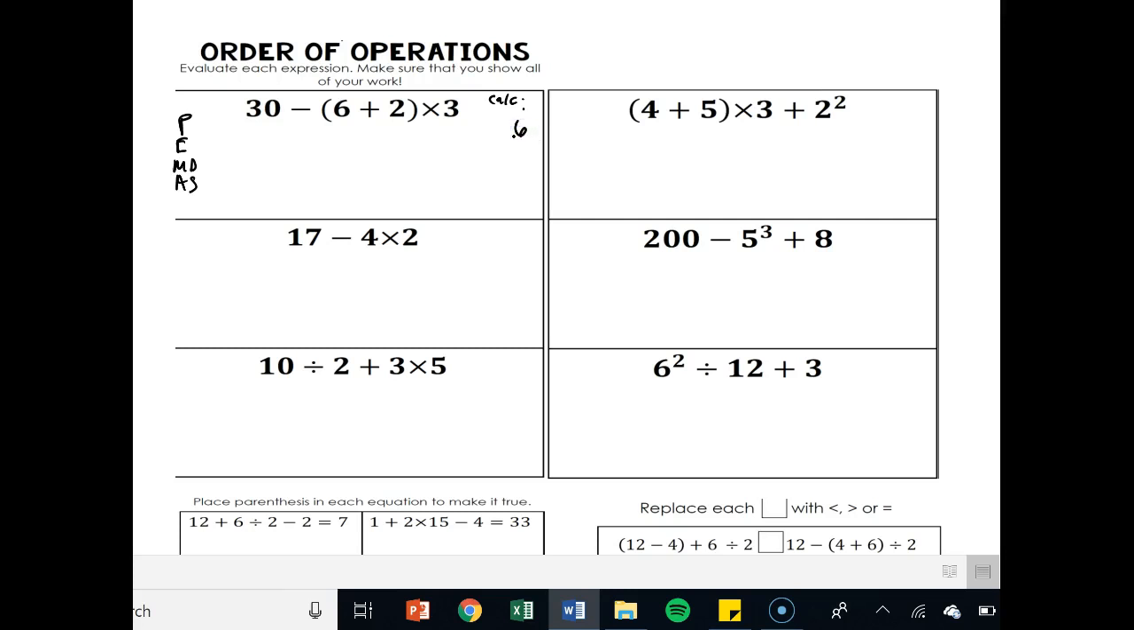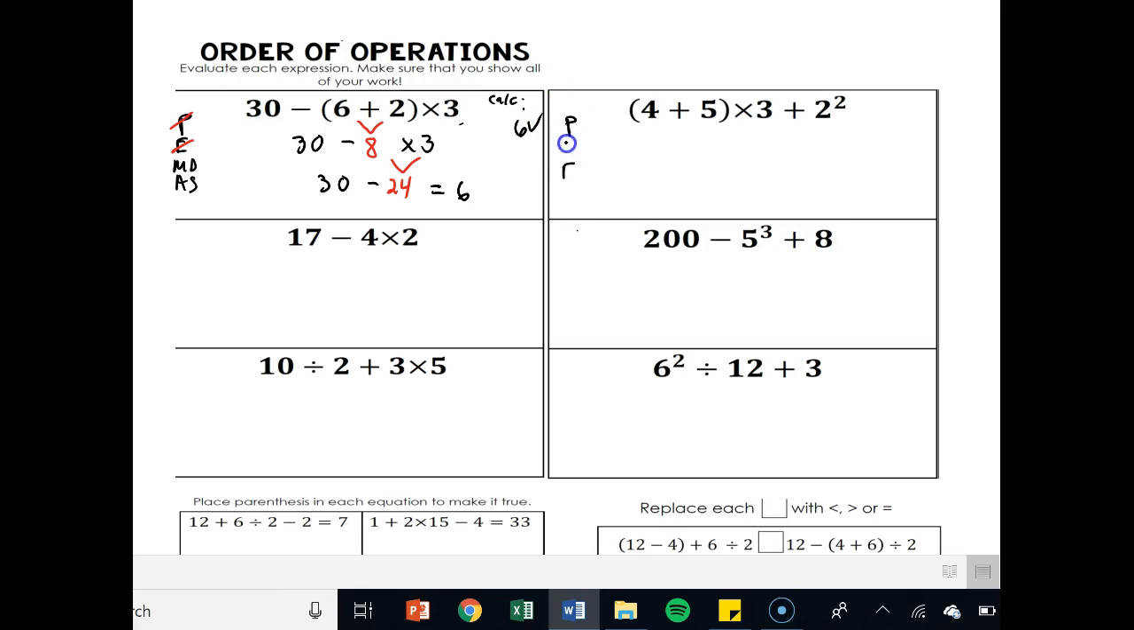So now let's use PEMDAS. Parentheses first, so 6 plus 2, that's 8. And then drop everything down exactly how it is. So 30 minus 8 times 3, right? So we've done our parentheses. See you later. Do I have any exponents? No, I don't. Do I have any multiplication or division? Yes, I have multiplication right there. 8 times 3. So let's go ahead and do that. 8 times 3, that's 24. And drop down everything else. So 30 minus 24, and our answer ends up being 6, which is exactly what we got with the calculator. Okay? Let's do another one.